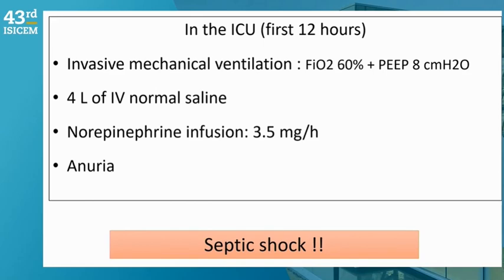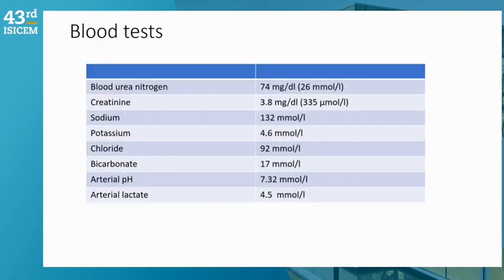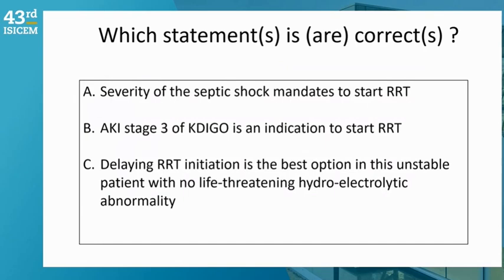There is no lactate here on the slide, but there is one. You can see here the lactate. The blood tests are here. So the creatinine level is 335 micromole per liter, blood urea nitrogen 26, potassium level 4.6, bicarbonate 17, and the pH is 7.32. So my first question, which statements is or are correct?